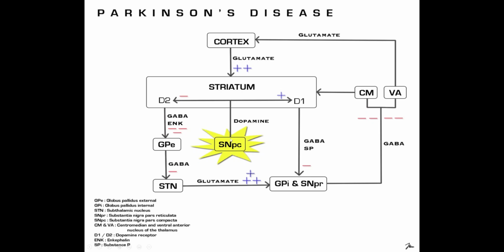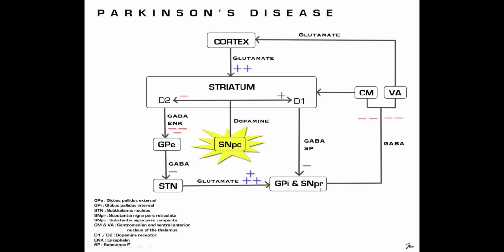So what happens in Parkinson's? Well, we have less dopamine going to the striatum, so we stimulate the D1 receptors less. Okay, if we stimulate the D1 receptor less, it's going to crank out less GABA. GABA is inhibitory, so we had 2 here before, now we have only 1.